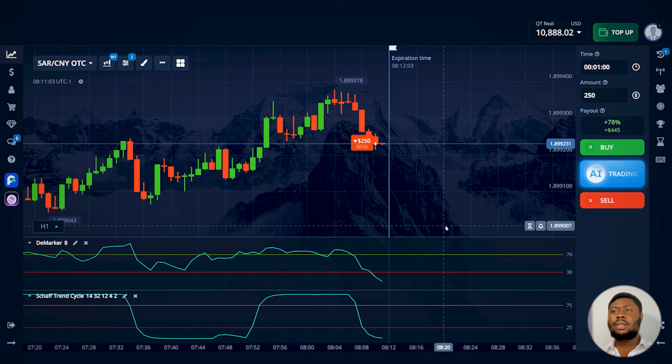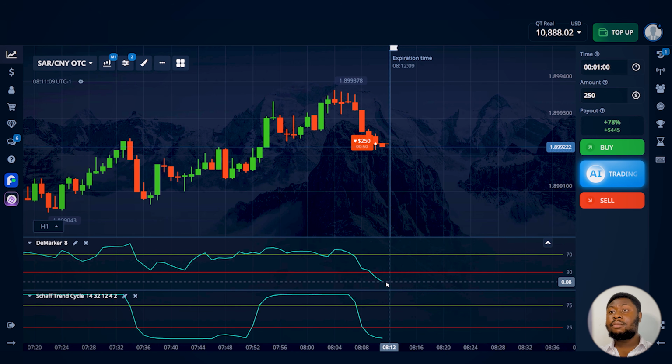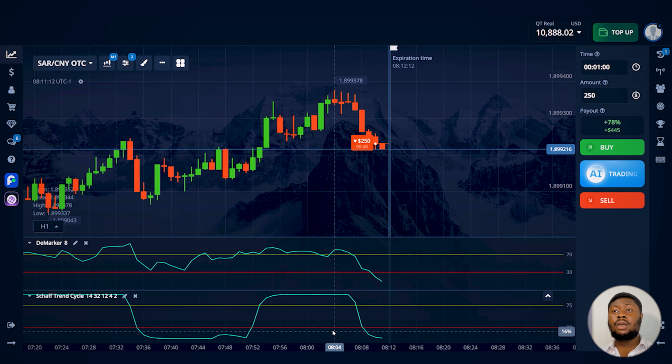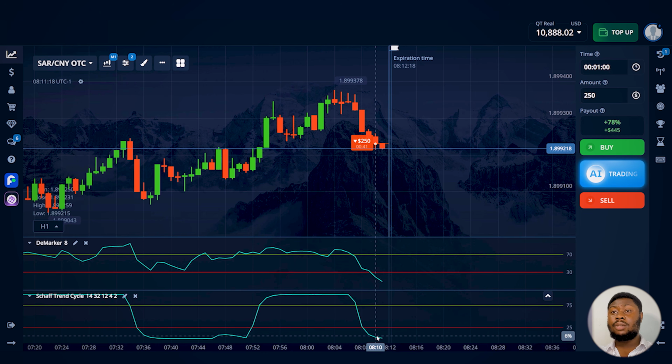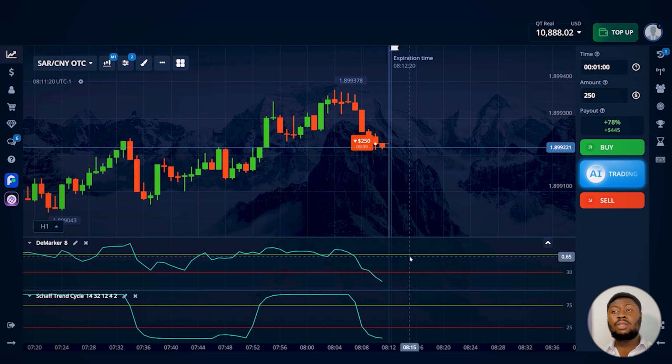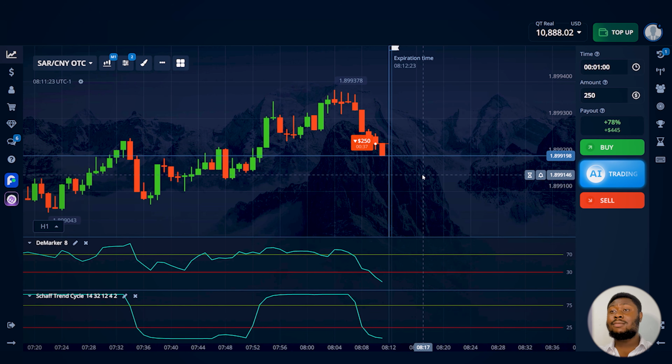The price began to decline and both indicators gave triggers. The DeMarker line is below the level of 30 and the line of the Schaff Trend Cycle indicator has already crossed the level of 25 and is below it. The situation has formed and I'm sure that a strong downward trend has begun in the market.